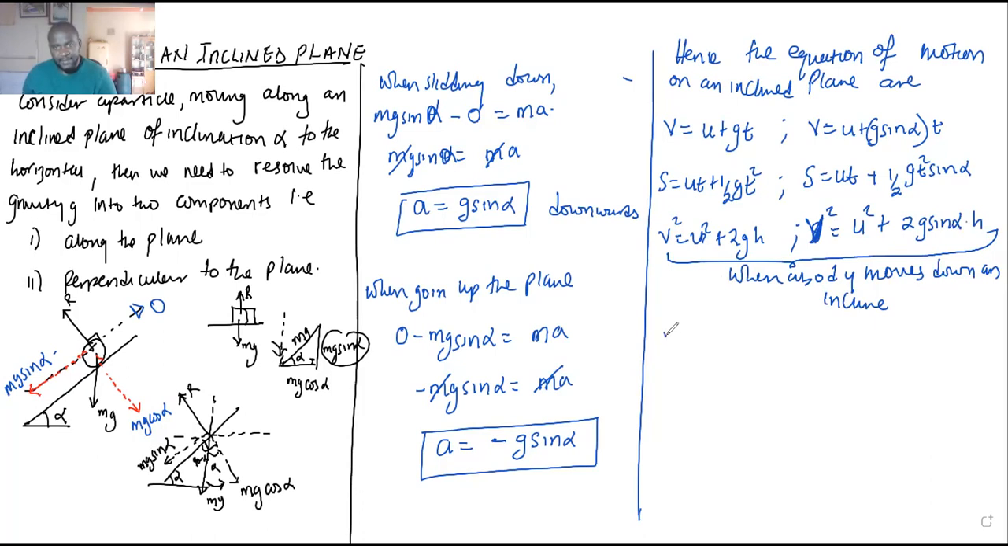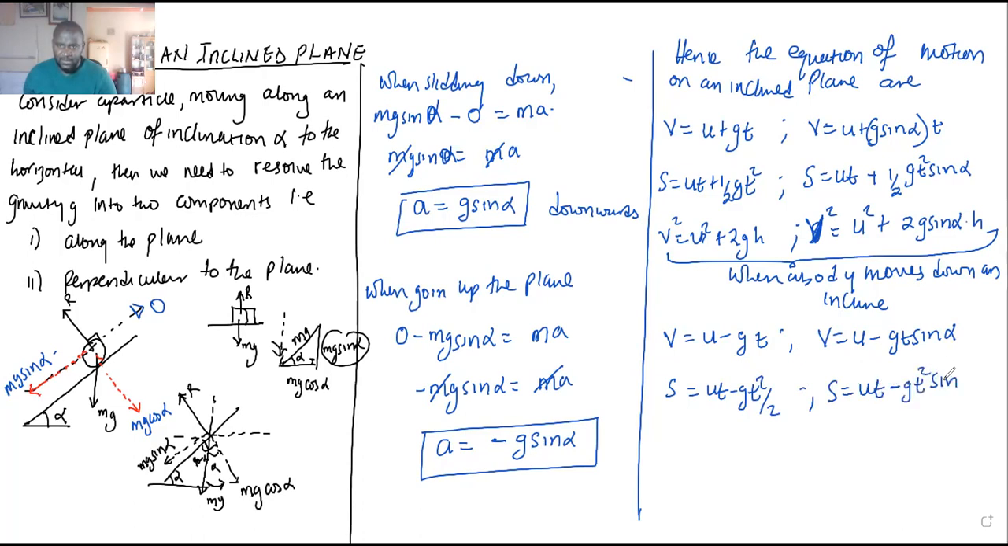Then when a body moves up an incline, from V is equal to U minus GT for upward motion in vertical motion, here we shall have V is equal to U minus GT sine of alpha. S is equal to UT minus GT squared over 2. Here we shall have S is equal to UT minus GT squared sine of alpha over 2. Then here we have V squared is equal to U squared plus 2GH, and then minus 2GH, we shall have V squared is equal to U squared minus 2g sine of alpha times H. H can be the distance it has moved along the inclined plane.